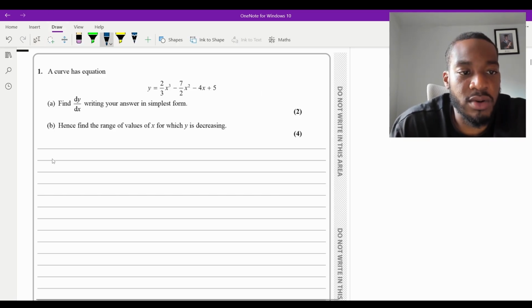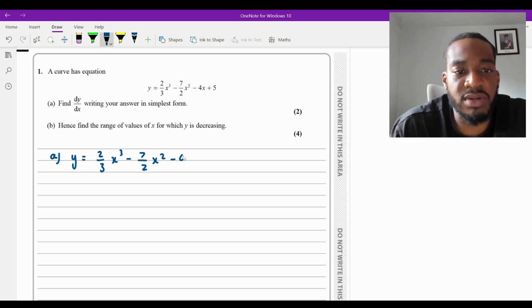So I'm going to put A here. We've got y is equal to 2 over 3 x cubed minus 7 over 2 x squared minus 4x plus 5. We need dy dx. So this is very straightforward. All we're going to do is use the power rule, bring the power to the front. So it's going to be 3 times 2 over 3 x squared. Power drops by 1. And we're going to do the same thing. The 2 is going to drop to the front, so it becomes 2 times 7 over 2 x, and then 4x will go to 4, so it'll be minus 4, and we know that 5 goes to nothing. So this is going to be our dy dx.